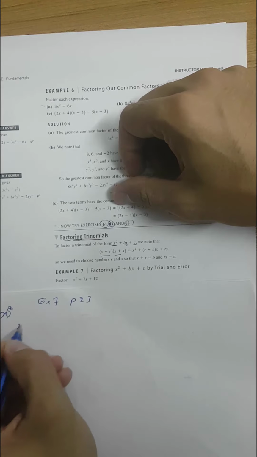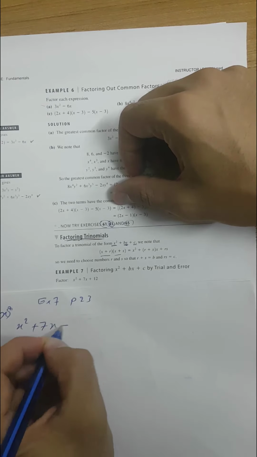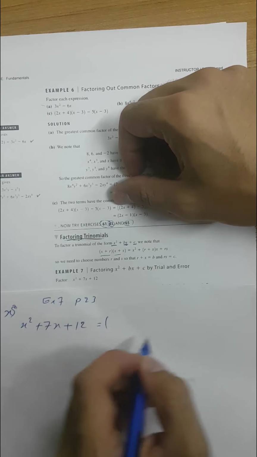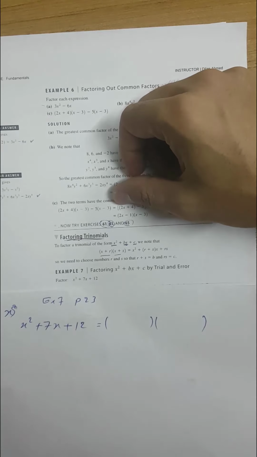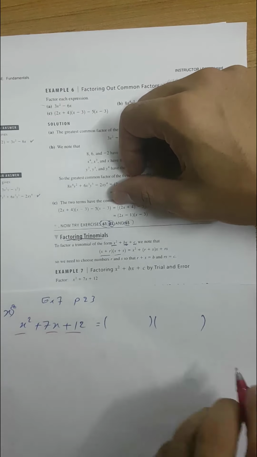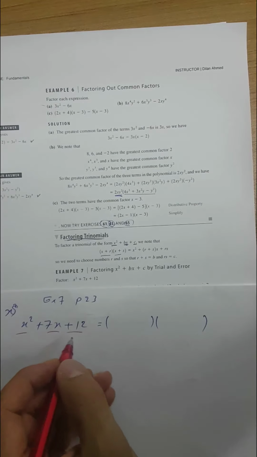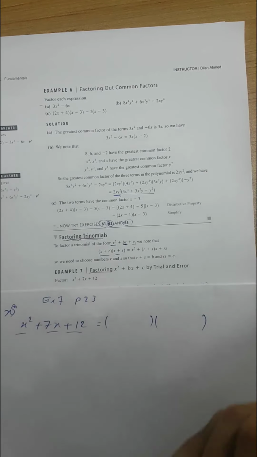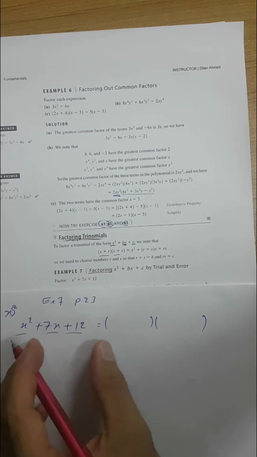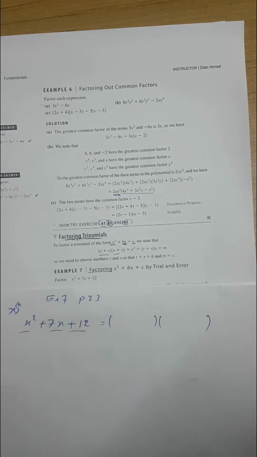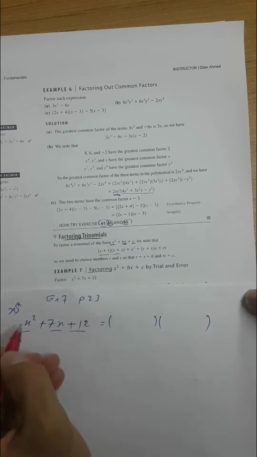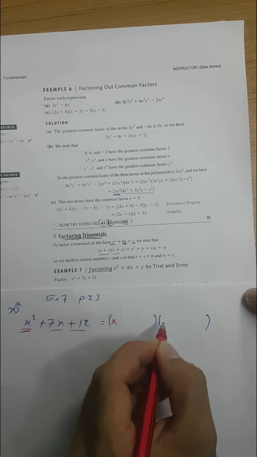You have x squared plus 7x plus 12. Now I want to factor this one because I have a trinomial. Do not forget, 1, 2, 3, so we have a trinomial. The question says factor this one, which means I need the two parentheses. So we factor the x squared into x and x, here and there.